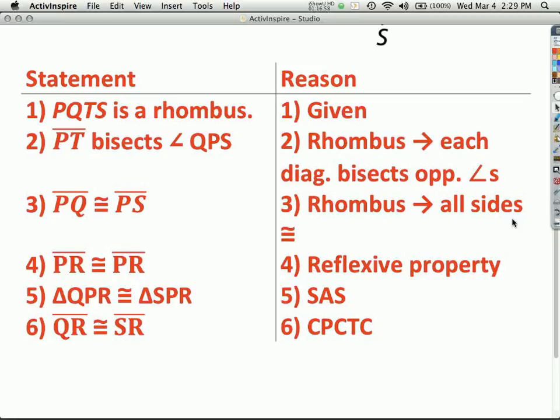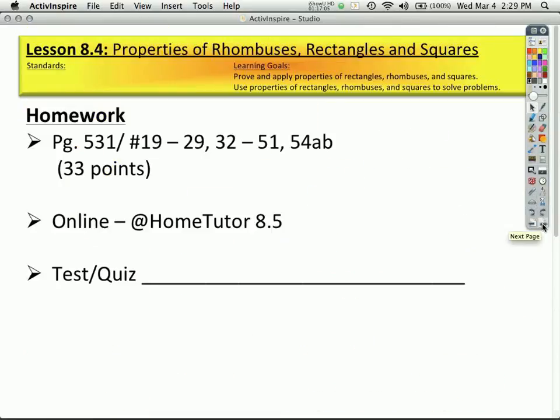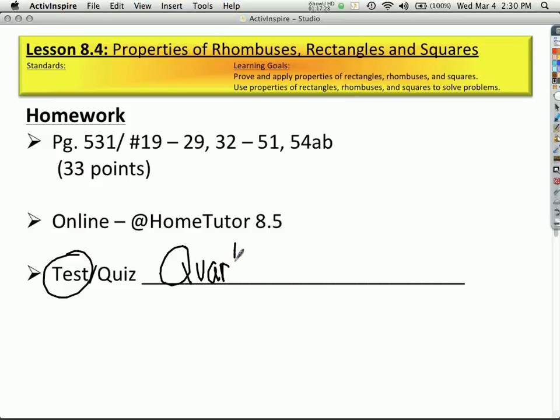Okay? So I wanted to spend more time on this. I apologize for that. I need to wrap up so that you guys can get to your next class. Your homework is page 531. You're doing numbers 19 through 29, 32 to 51, and 54 A and B. It does work out to 33 points, so there is a bit going on here, but it's not beyond your abilities. And then the next assessment you're going to have is your quarterly exam, which will be next week.